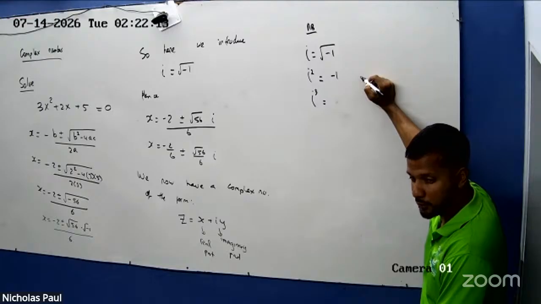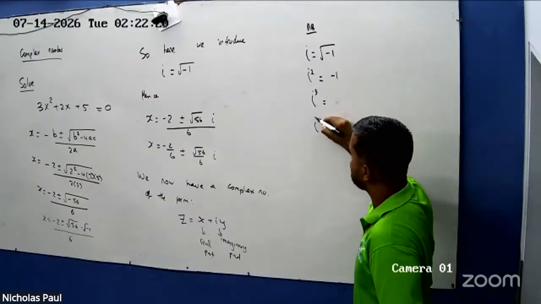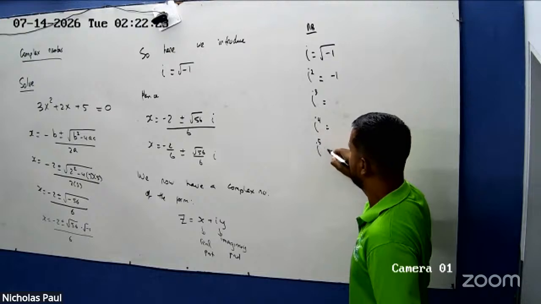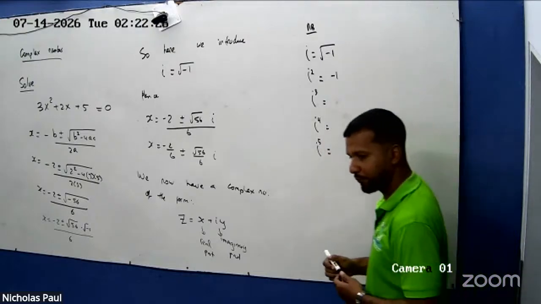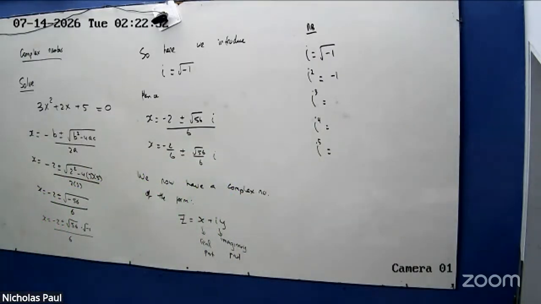Try to work out each one of them. Write down what i cubed, i to the 4th, and i to the 5th are.